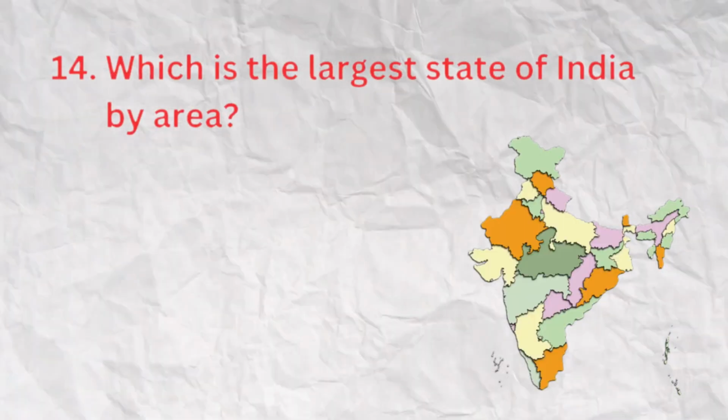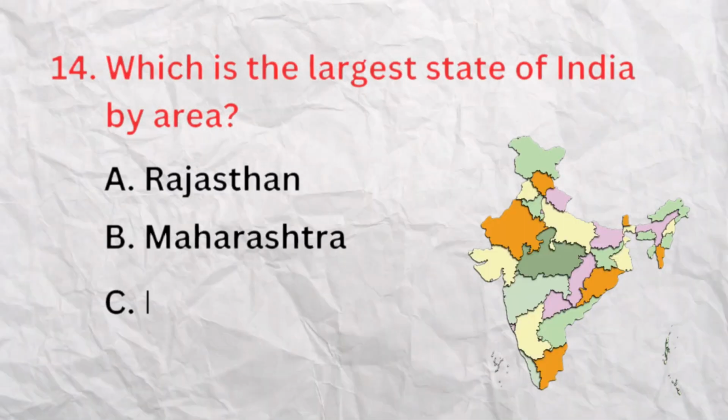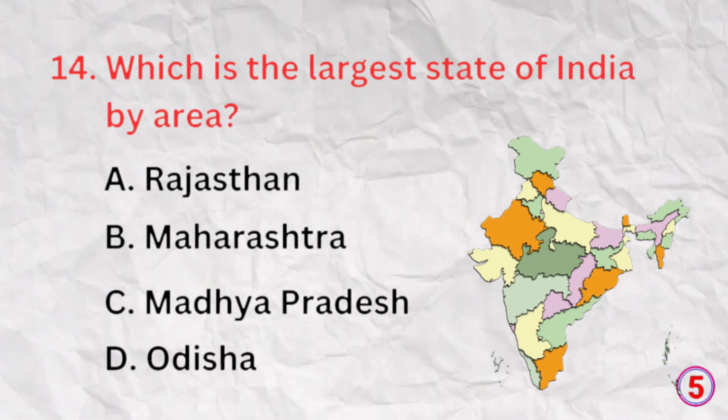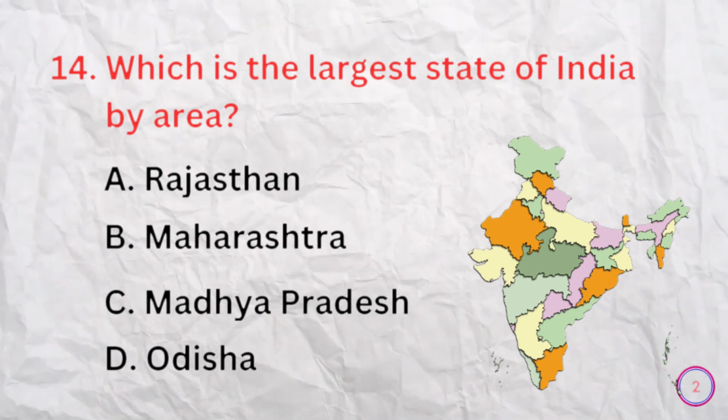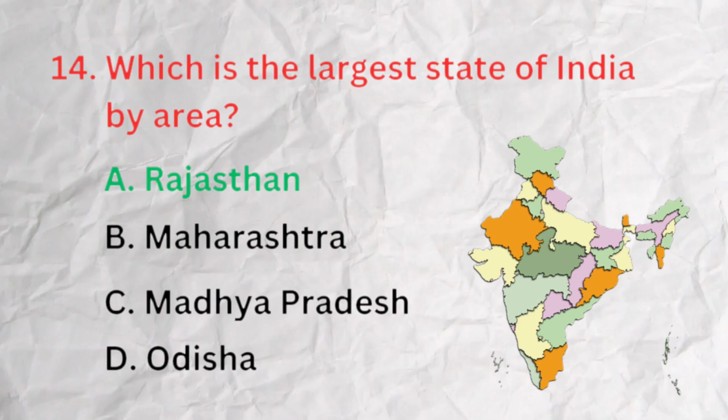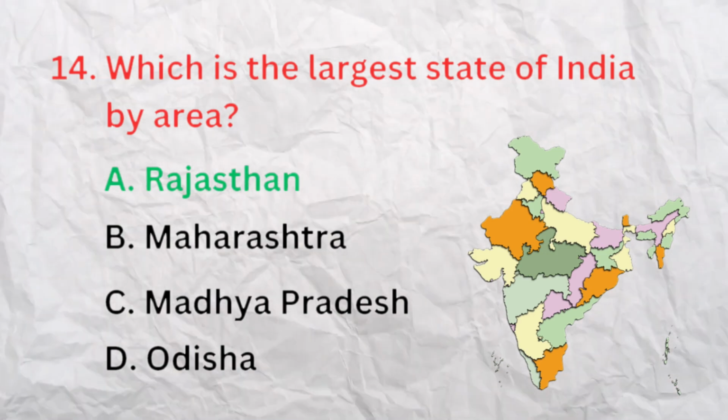Which is the largest state of India by area? The correct answer is option A, Rajasthan.